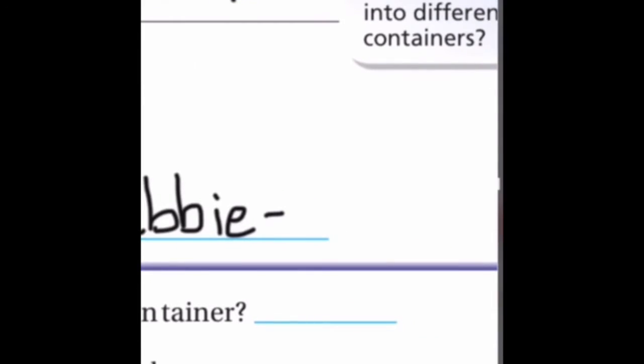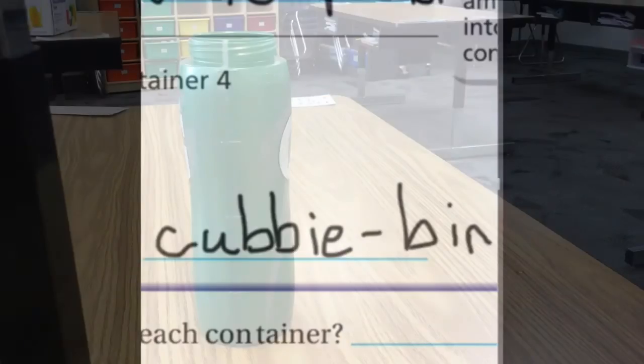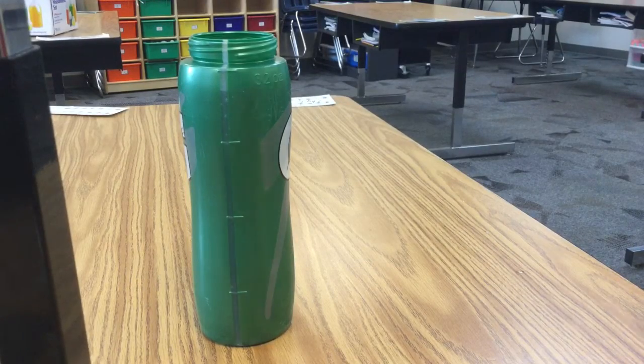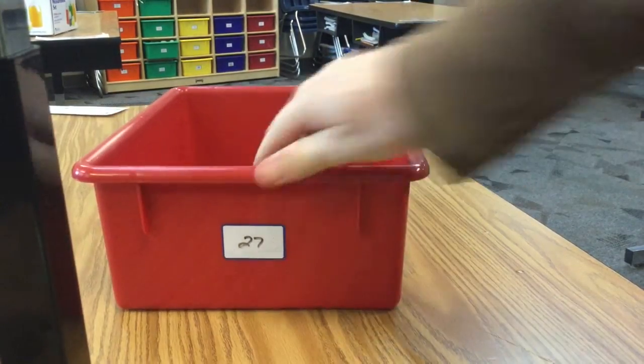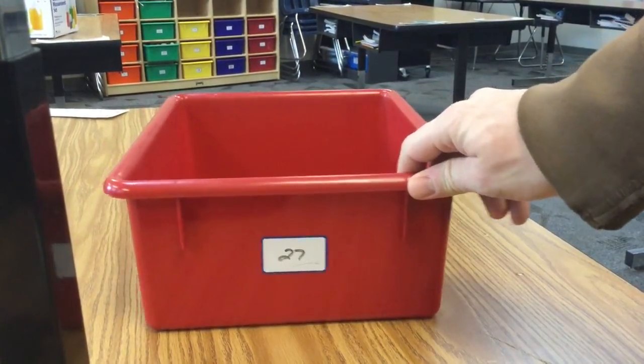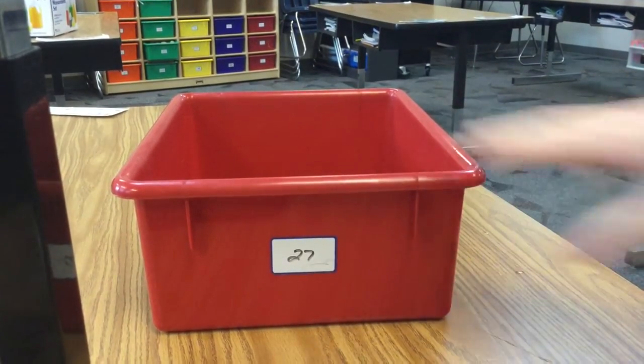Or you could call it a bin. Doesn't matter to me. All right, let's take a look at that video. We all recognize these guys. These are our bins that we use in the classroom. Some of you take it to your other classrooms, but for the most part, we leave them here.